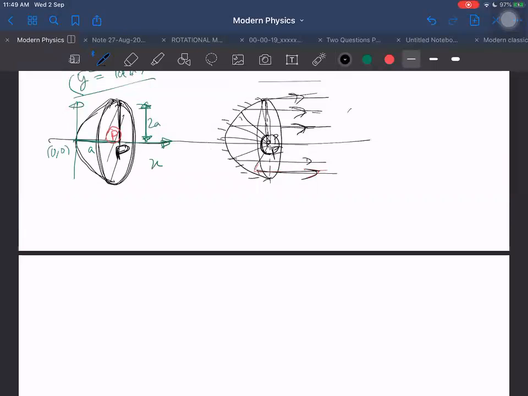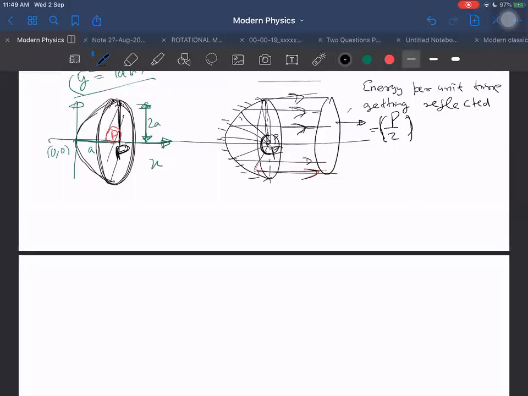What is the momentum coming out? That is very easy to write, I think, because we can say, let us say, P by 2 is the reflected energy coming up. Energy per unit time coming out after reflection, energy per unit time getting reflected, will be equal to P by 2. You understand? Because 50% is getting reflected only. And the energy per unit time is power, so power reflected is P by 2.